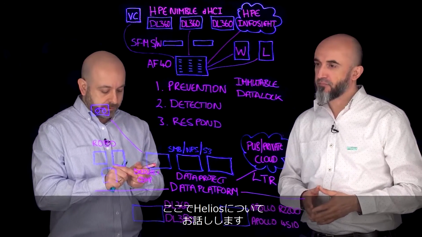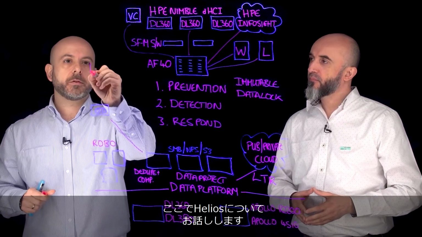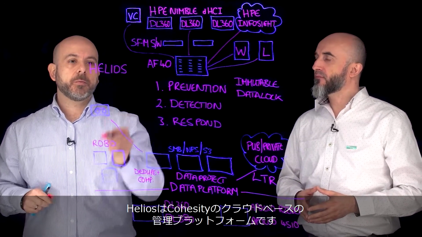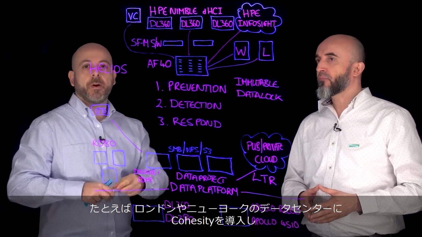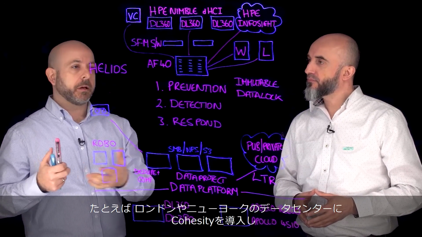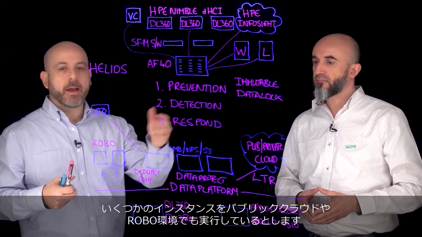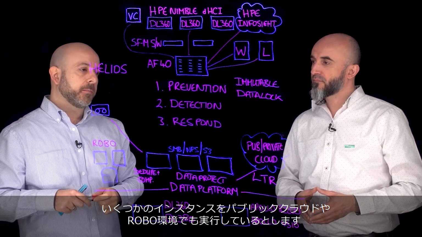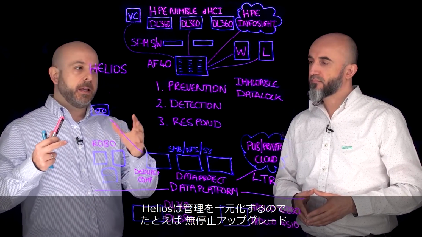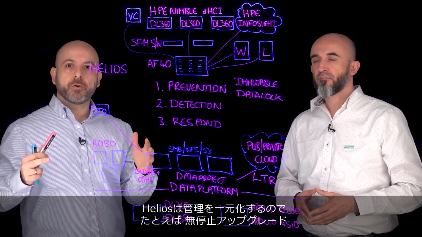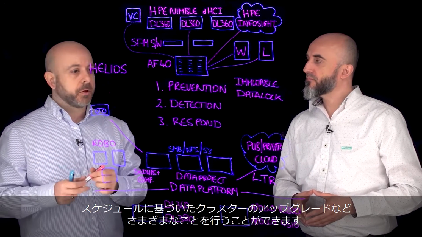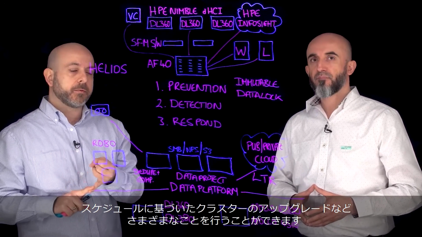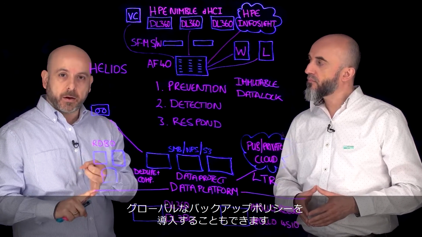Sure. So this is where I need to talk about Helios. Helios is Cohesity's cloud-based management platform. If I have, for example, Cohesity deployed in London, in New York, in my data centers, maybe I have some instances running in the public cloud, perhaps some ROBO deployments as well, Helios gives me a single pane of management and allows me to do lots of different things. For example, non-disruptive upgrades, scheduled upgrades of clusters. I can deploy global backup policies.